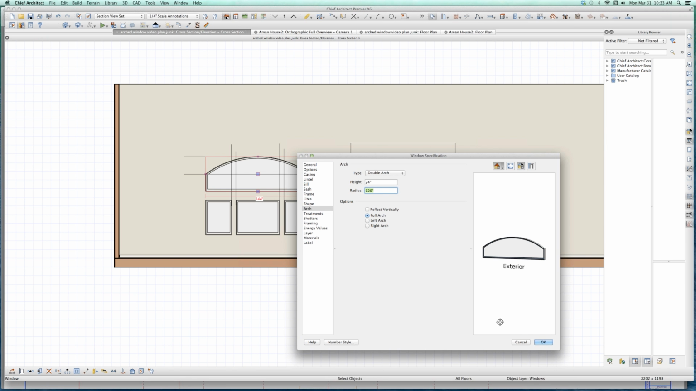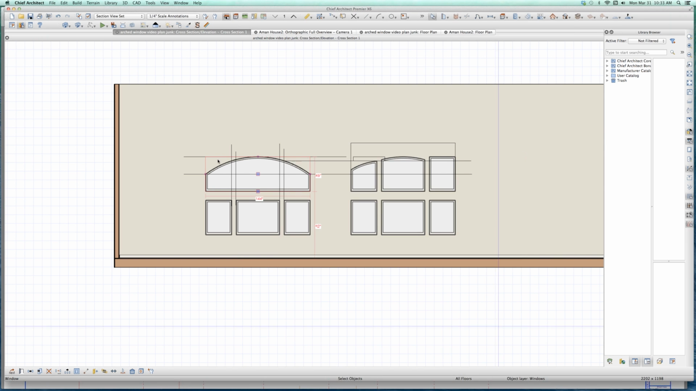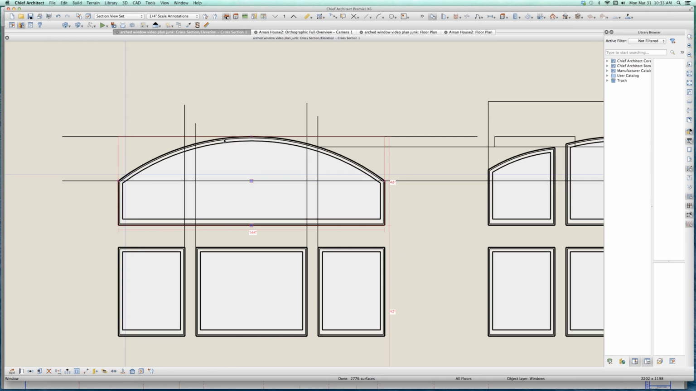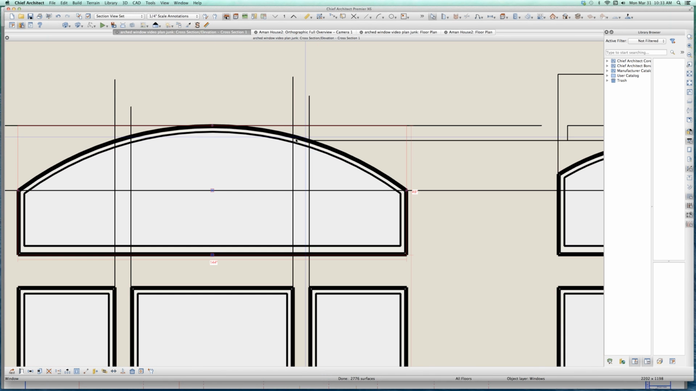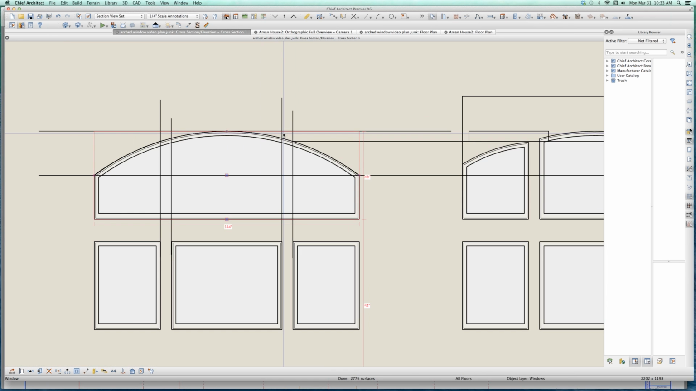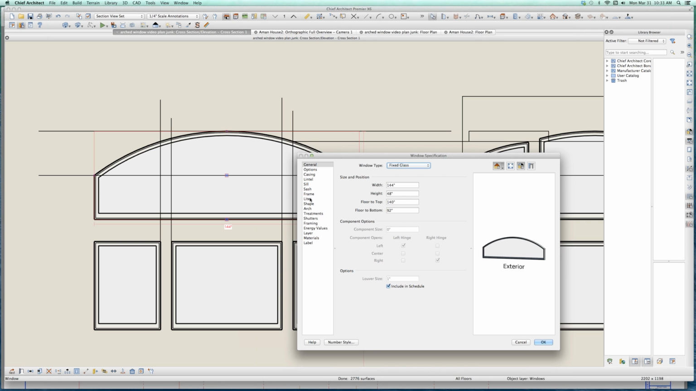You have to be able to define this. But the secret is, you don't want this. You want to break it into three different windows, don't you? So now I changed this window to an arch. I changed it to a broken arch. What did I change it to? Double arch. Once I change it to a double arch, I know what the radius is, 120.